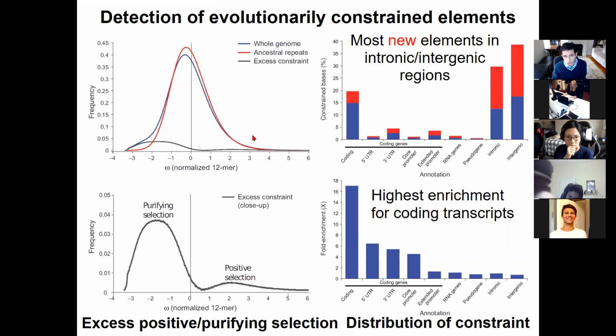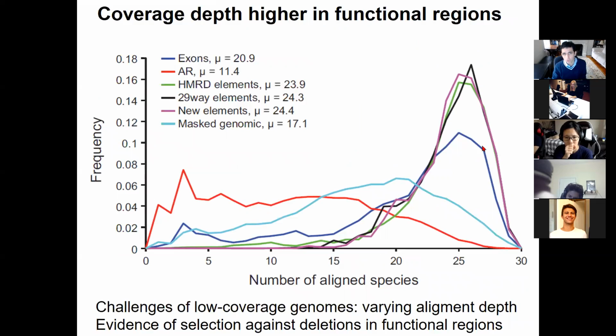The constraint that we've talked about here has been based on the actual evaluation of constraint across different elements, but you can also look at the overall depth of coverage at different regions. And what you can see is that, for example, protein coding exons have a coverage of about 20 species out of the 29 species that we had been comparing. For ancestral repeats, you have much less coverage. What does that mean? That means that not only are the aligned species highly conserved there, but moreover, there are more aligned species in the regions of the genome that are functional.